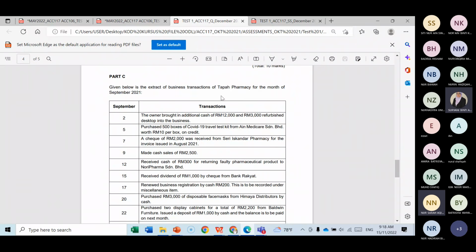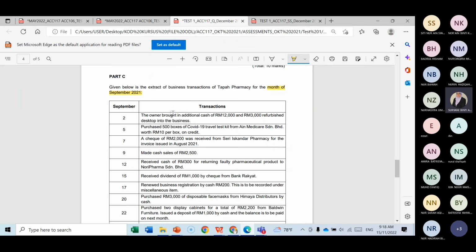Yes, madam. Okay, so let us try this question together. Given below is the extract of business transactions of Tapa Pharmacy for the month of September 2021. So this is our reporting period. Our reporting period is for the month of September 2021.